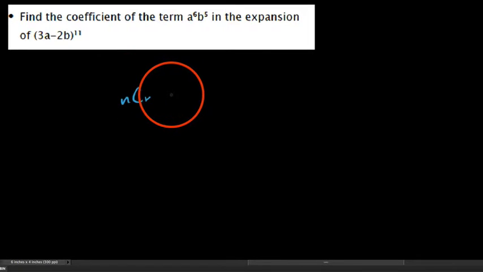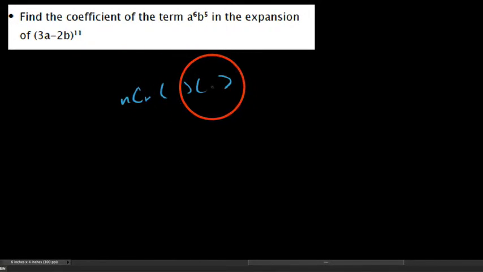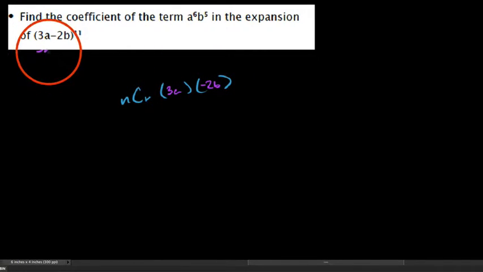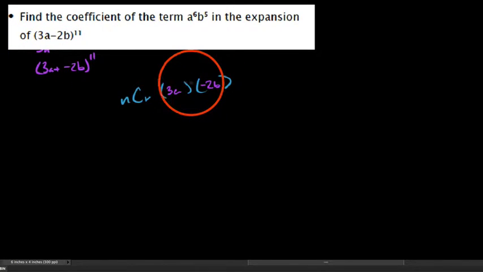So without writing all of this out, what I want to do is indicate that, again, we have n choosing r, but they were telling us here that we get a to the 6th, b to the 5th on this term right here. And so what I know is the only way I'm going to get a to the 6th, b to the 5th in my expansion is where I have 3a here, and this is going to be a negative 2b here. Remember, this has to be written as a sum: 3a plus negative 2b to the 11th. But we get negative 2b here.